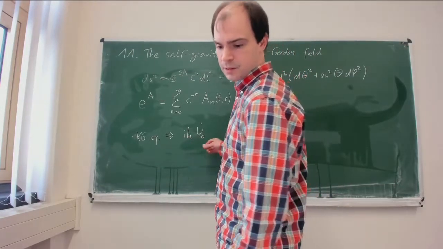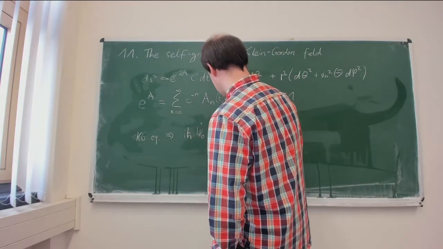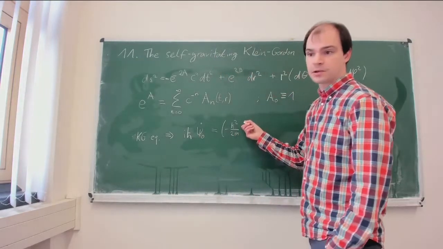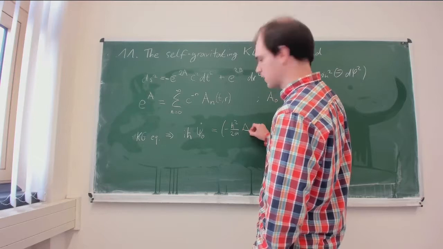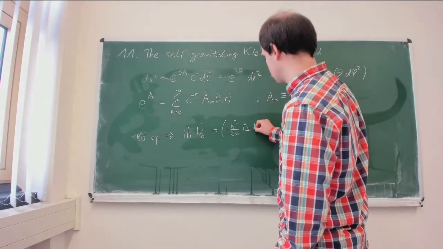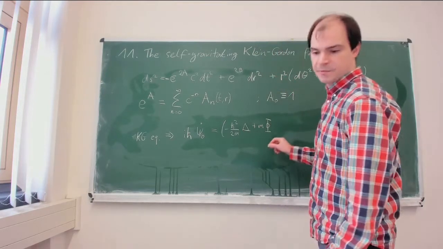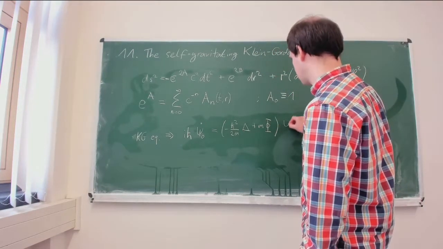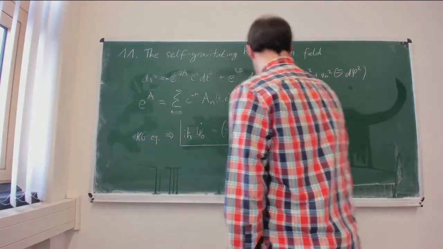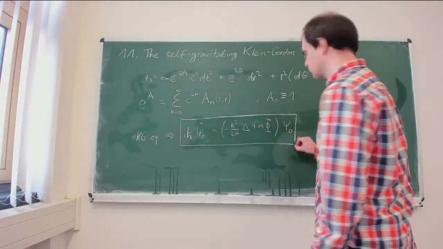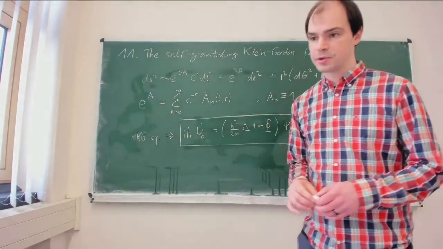i h bar psi dot equals minus h bar squared divided by 2m, Laplace operator, and then we have a Newtonian potential plus m phi, acting on psi 0. So this is just what we did in the previous lecture.